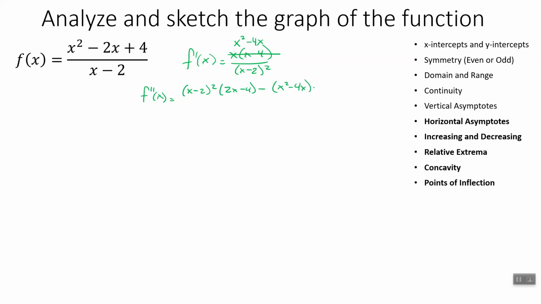Minus the high, x squared minus 4x. D low, we've got to do a chain rule here. Not a tough chain rule. To the first times the derivative of the inside is 1. All over the bottom squared. So that's x minus 2 to the 4th.